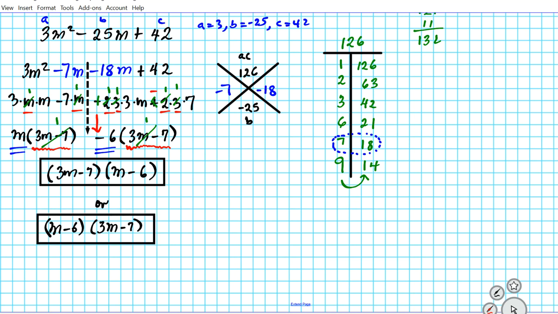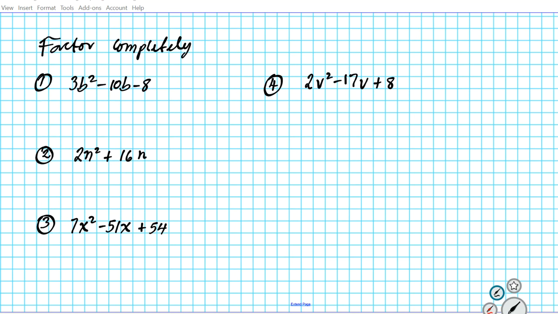Okay, so it's now your turn to try out some practice problems. These are 4 practice problems we'd like you to do. The task here, as indicated, is we'd like you to factor completely. So go ahead and pause this video presentation at this time and attack these 4 problems. When you're done, click on the play button, and then we are going to display what the answers are.